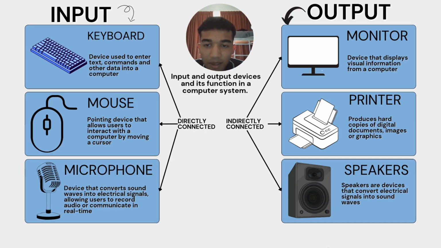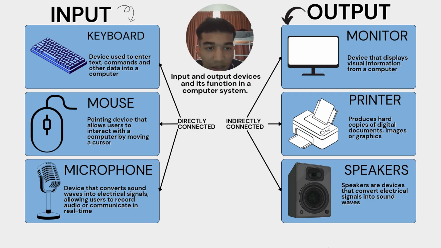Untuk input, device dia directly connected to the PC. Output dia indirectly connected. Okay, keyboard punya function, device used to enter text, commands and other data into a computer. Mouse punya function, pointing device that allows users to interact with a computer by moving a cursor. Microphone, device that converts sound waves into electrical signals, allowing users to record audio or communicate in real time.